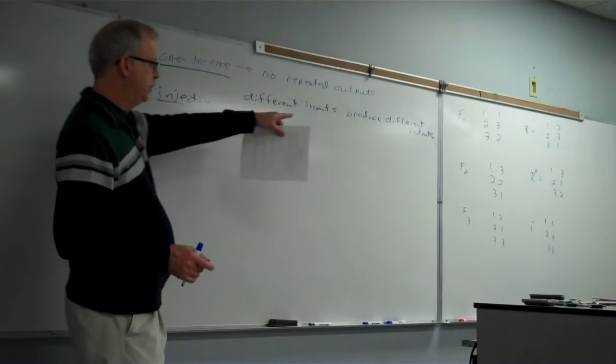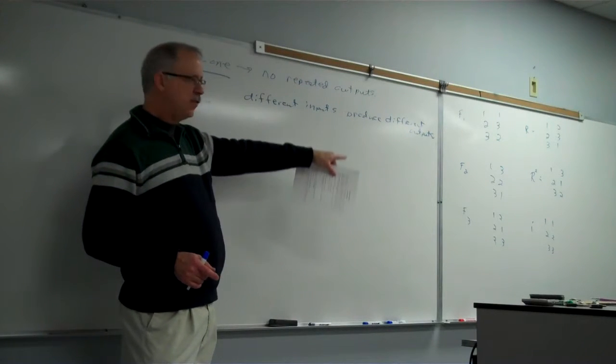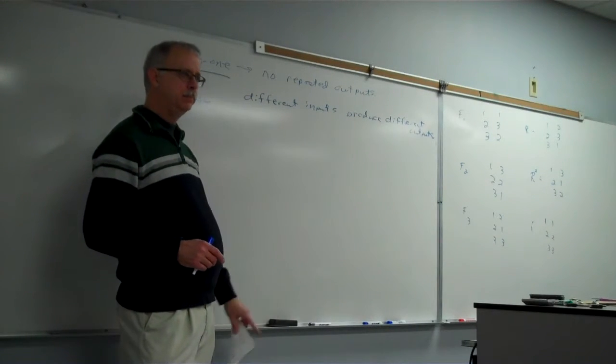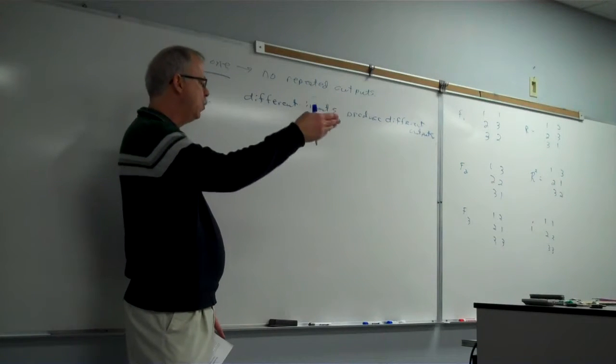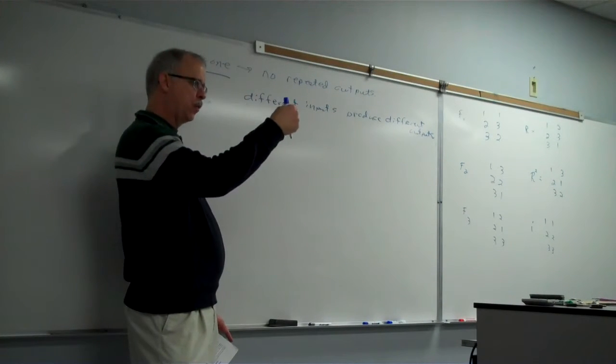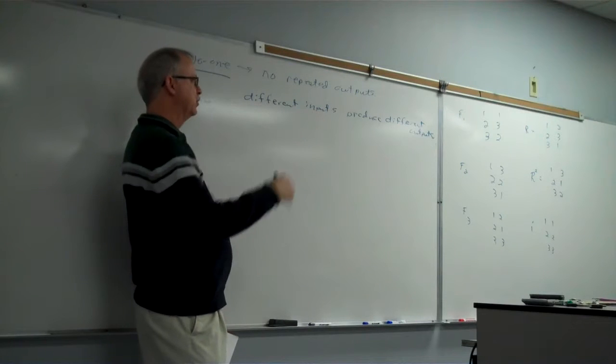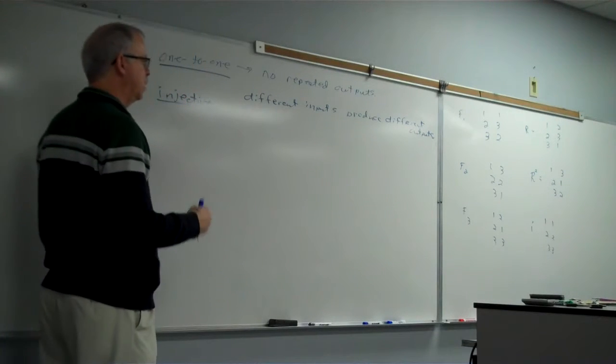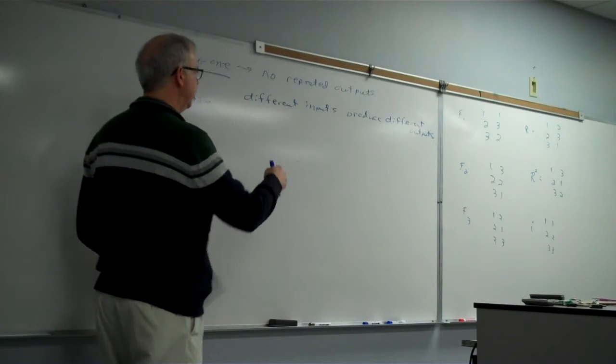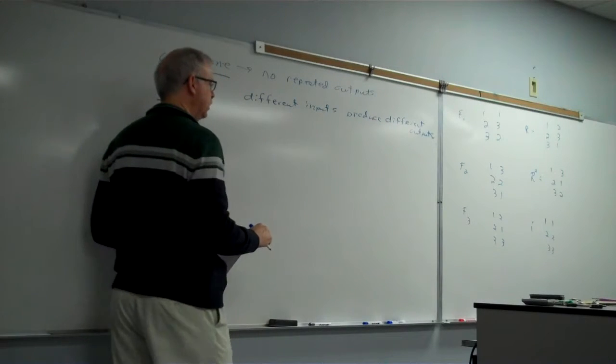So it's kind of illustrated. What we did over there, all of those are one-to-one. That's how we built them. We picked an element for where 1 went, then we picked a different one for where 2 went, and whatever was left for 3. So that was one-to-one. We intentionally chose to never repeat outputs.